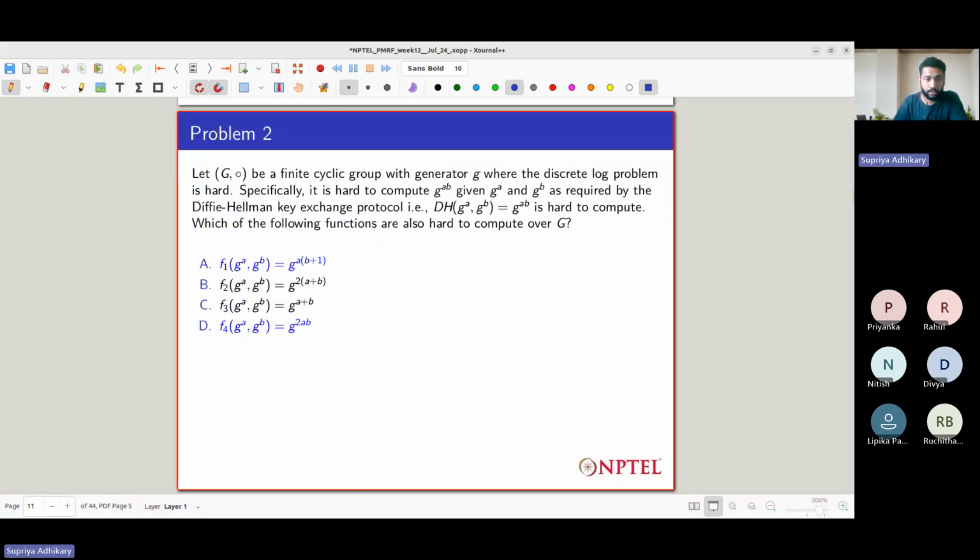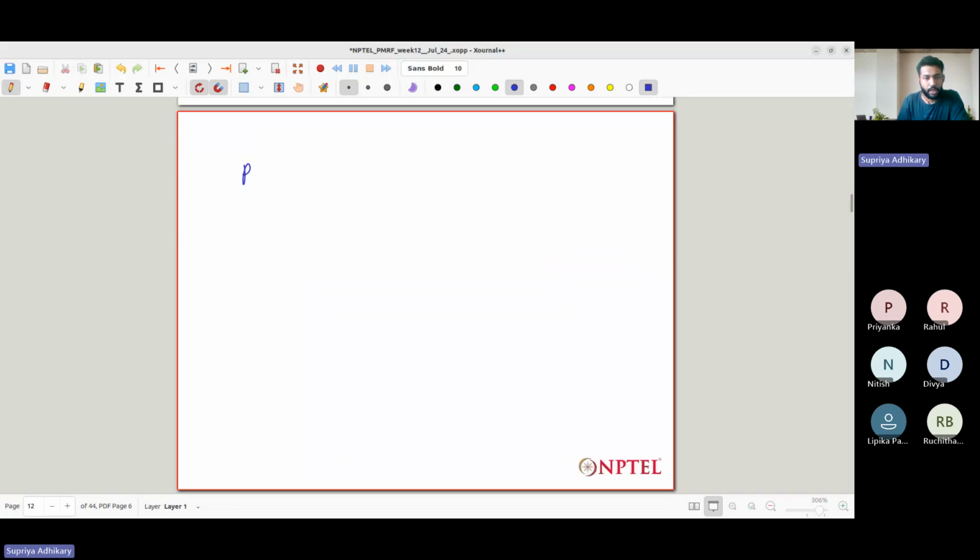The second problem was given like this: in a group G, we are given that the computational Diffie-Hellman problem is hard. That is, if we are given only g to the a and g to the b, then we have to find g to the ab. So this problem is hard. Now we have to verify whether all these F1, F2, F3, and F4 are hard or not. That is, given g to the a and g to the b, can we compute the value given over here or not. So if we are given a problem that is said to be hard, and we have to verify whether this P2 problem is hard or not.